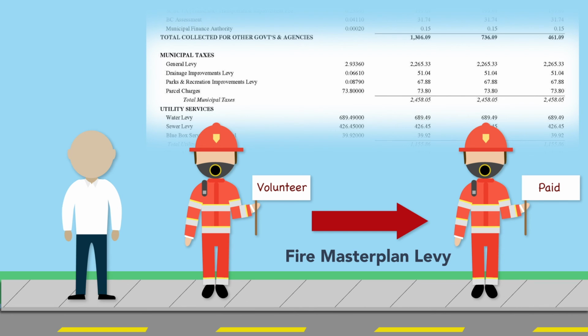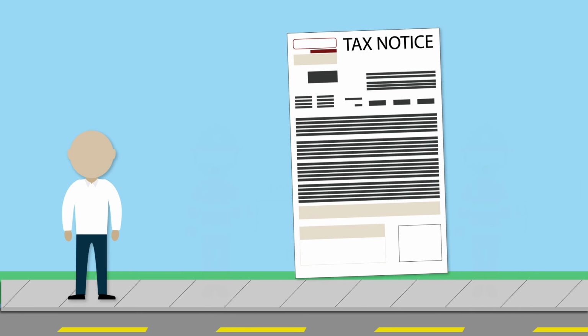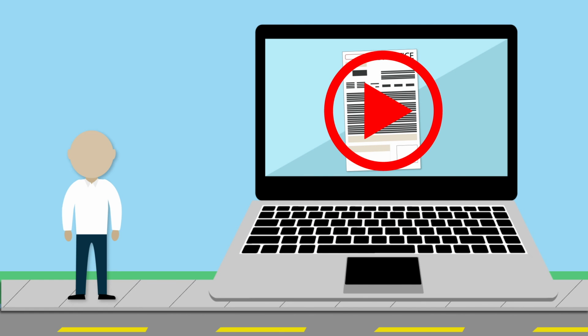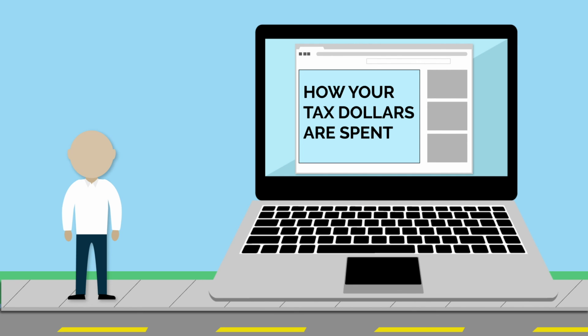That's a quick look at the items that are part of your annual tax notice. The next video in our series will provide you with a breakdown of the services that are a part of the general levy portion of your annual tax notice. That video is called How Your Tax Dollars Are Spent.